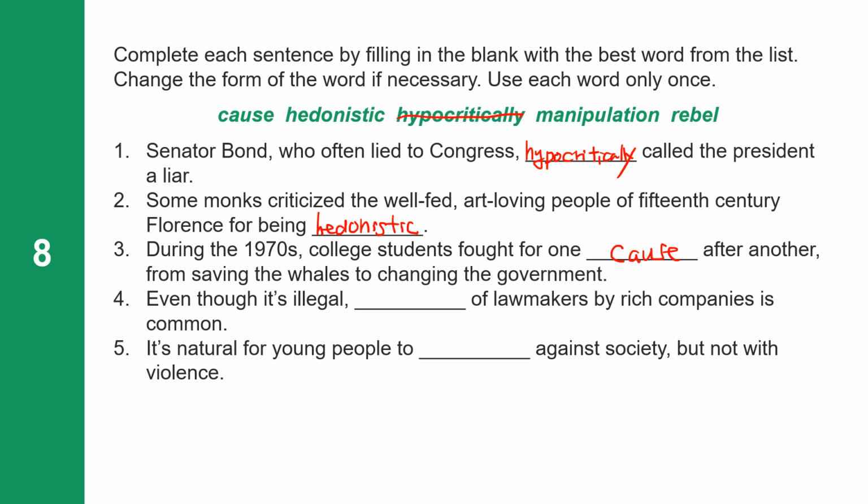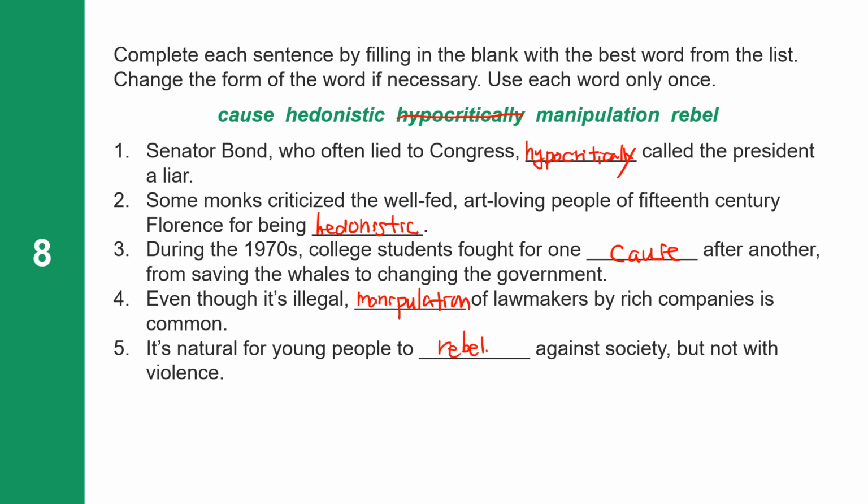Number four: even though it's illegal, blank of lawmakers by rich companies is common. Even though it is illegal, lawmakers, so manipulation. Manipulation of lawmakers by rich companies is common. The last one: it's natural for young people to blank against the society, but not with violence. So it's going to be rebel. It's natural for young people to rebel against the society, but not with violence.